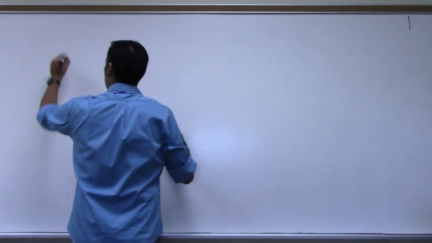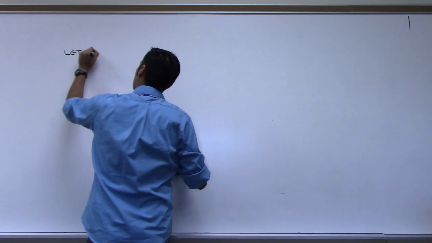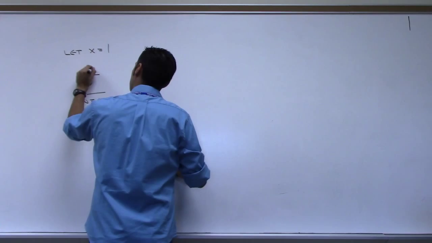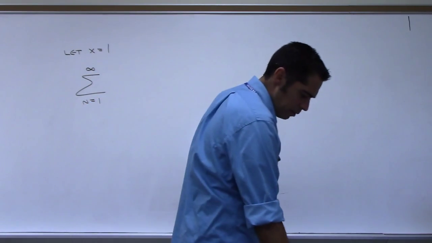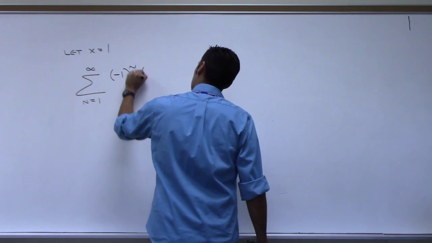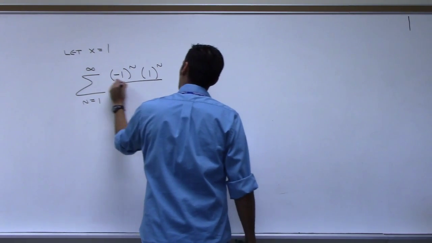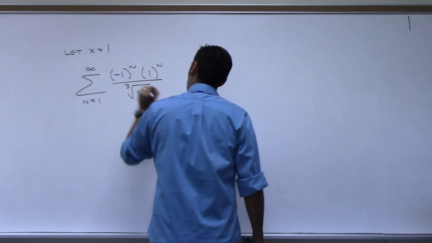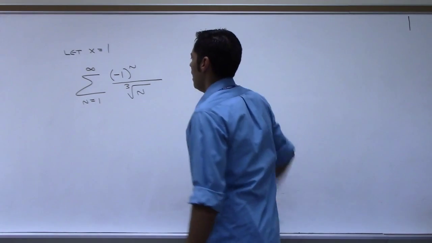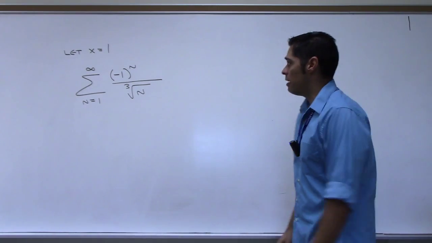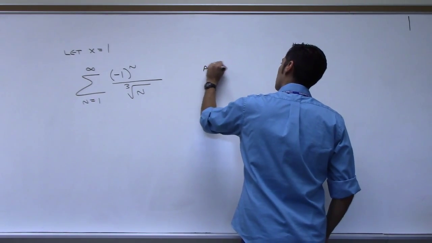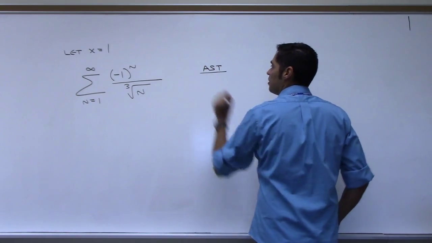I'll start with letting x be 1 first. And I rewrite the sum, n equals 1 to infinity, and wherever I saw x, I replace it with positive 1. So I get -1 to the n, and then x was 1, so 1 to the n over cube root of n. And of course, 1 to the n is just 1, so I don't even need it there. And so I want to figure out if this series converges or diverges. Well, that's an alternating series. And so I think I'm going to use the alternating series test.